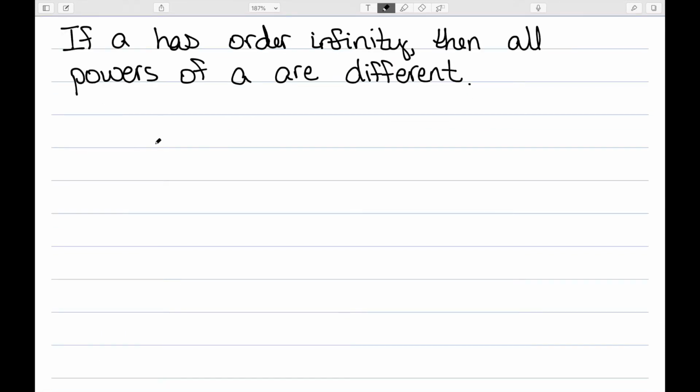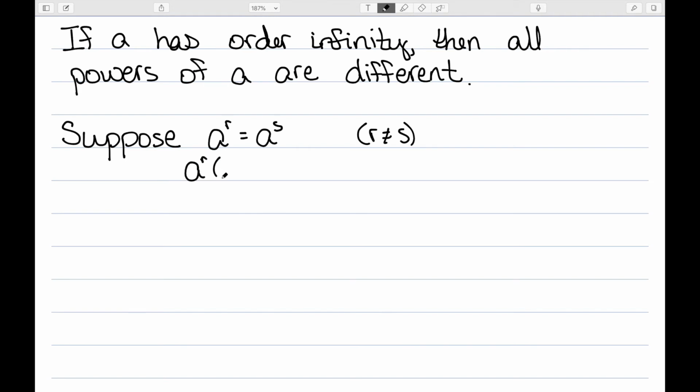While my previous theorem dealt with finite order, now let's deal with the case of infinite order. If a has order infinity, then all the powers of a are different. Let's suppose it's false. Let's suppose a to the r is equal to a to the s. Well then, I can rewrite this as a to the r times a to the s to the minus 1 is equal to a to the s times a to the s to the minus 1. So I multiply both sides by a to the s minus 1. Using properties of exponents, the left-hand side can be simplified to a to the r minus s, and the right-hand side is the identity.